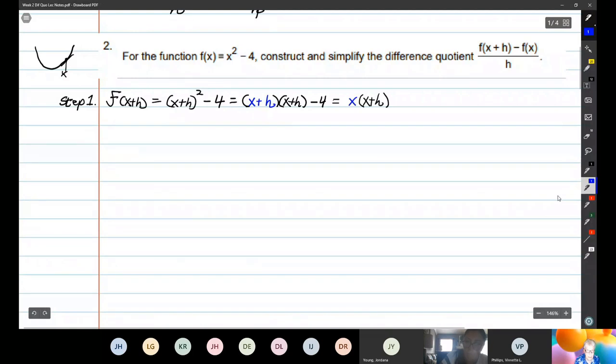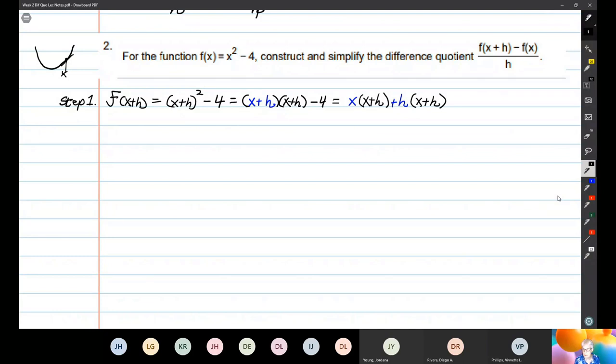I'm going to take the plus h in the first set of parentheses, and I'm going to multiply it by the second set of parentheses. And it's really easy to forget the minus 4, because it's not doing anything right now. It's just going along for the ride.